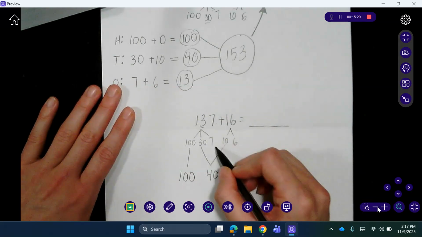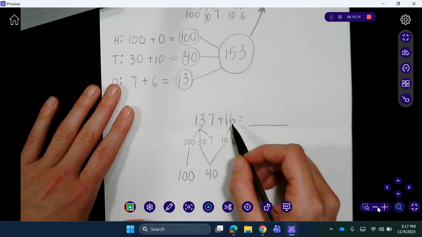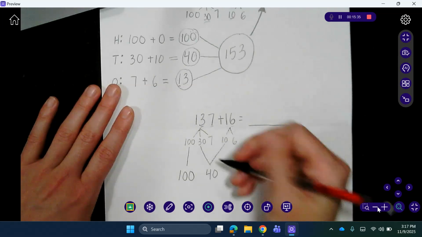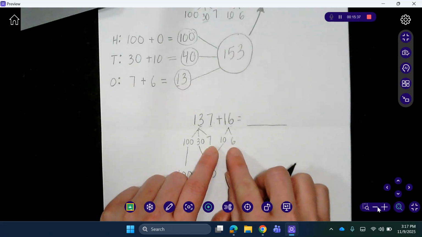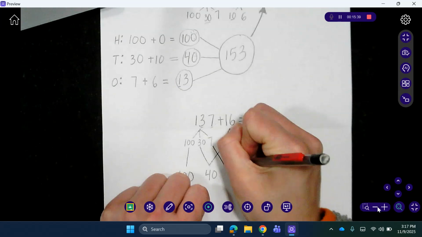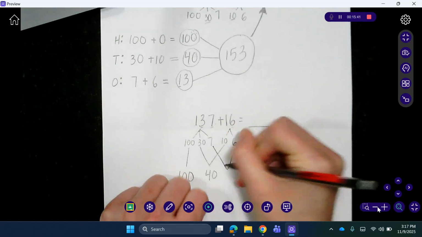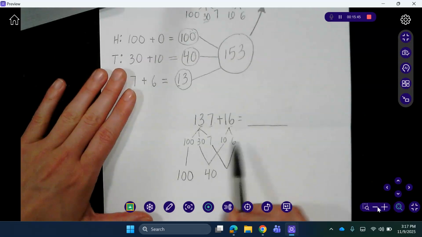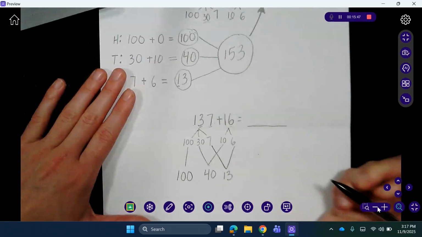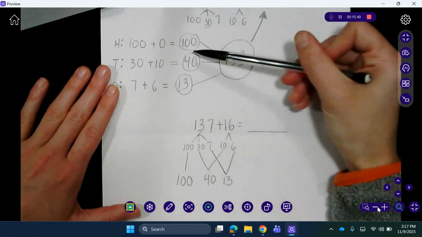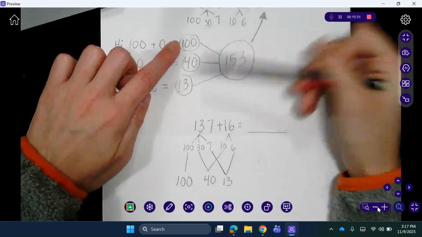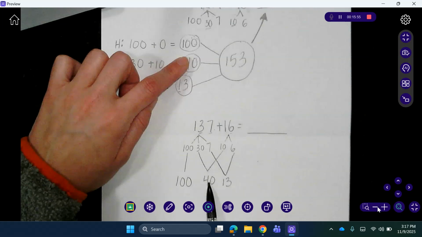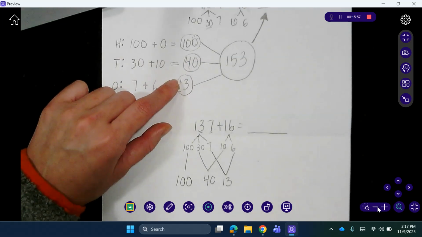And then last but not least, we need to add what unit? The ones. Very good. So we had 7 ones here, 6 ones here. Just like last time, we're going to kind of like pull them together. We're going to pull this 7, we're going to pull this 6 together. And we know from our reflex, from our fluency practice, that 7 plus 6 is 13. And now look. We have the same 3 parts. This 100 is here, this 40 is here, and this 13 is right here.